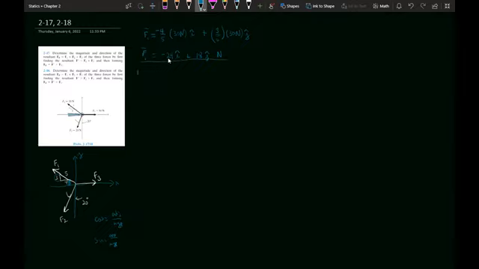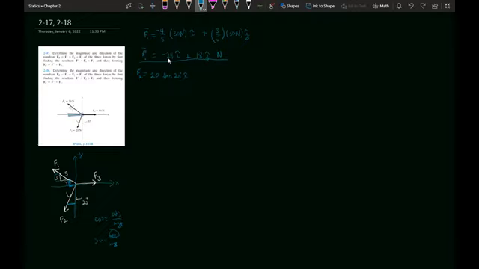Now let's find F2. F2 is going to equal 20 times the sine of 20 degrees I hat. Now I know somebody's going to ask, why on earth are you doing the sine of 20 degrees? Well, remember, sine is the opposite over the hypotenuse. I want to find the opposite of this angle of 20 degrees because that opposite is parallel with the x-axis, and that is what my I hat component is.